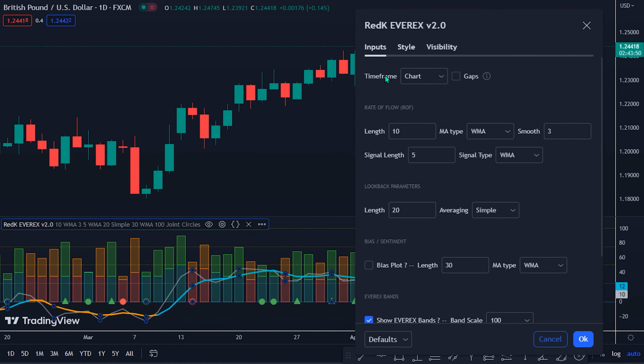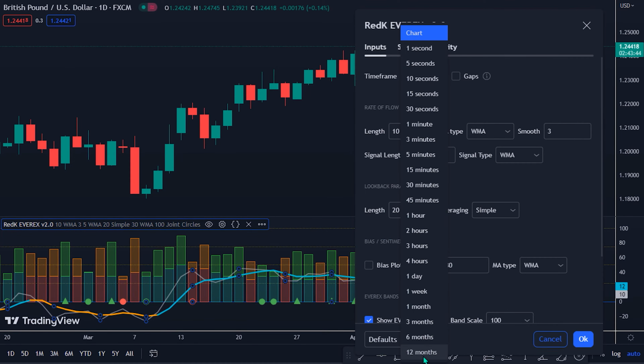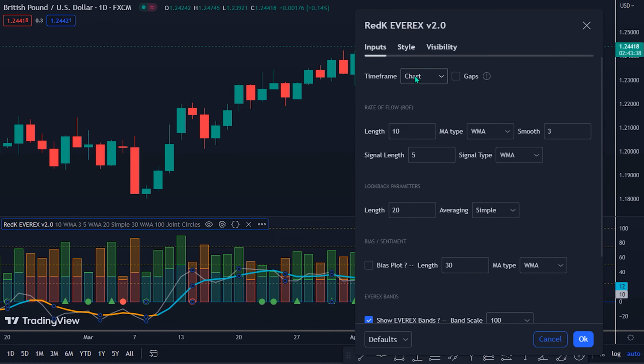Under the Input settings, there's the time frame. Here you can decide the time frame chart to implement the indicator's calculation. There is the rate of flow, ROF. By default, the length is 10. MA type is WMA, and the smooth is 3. The signal length is 5, and the signal type is WMA.